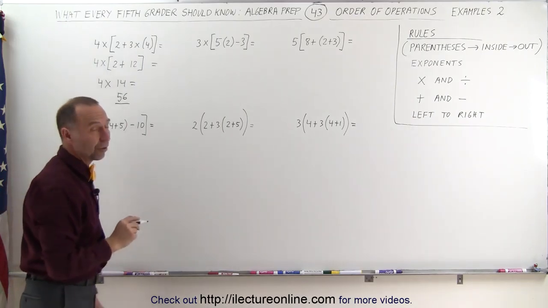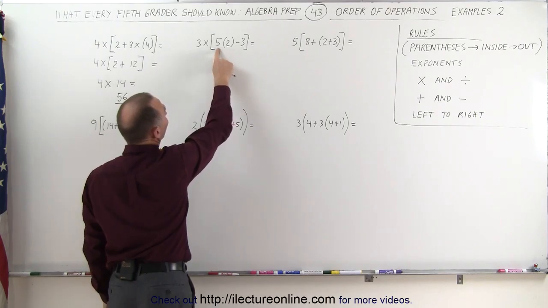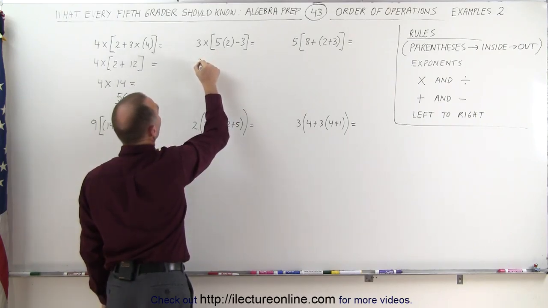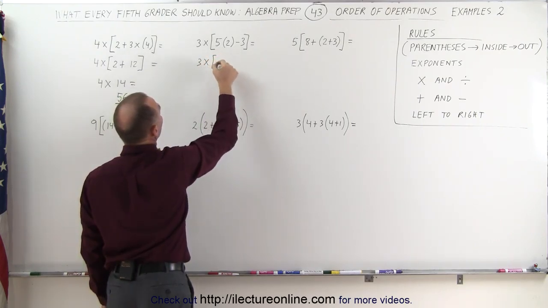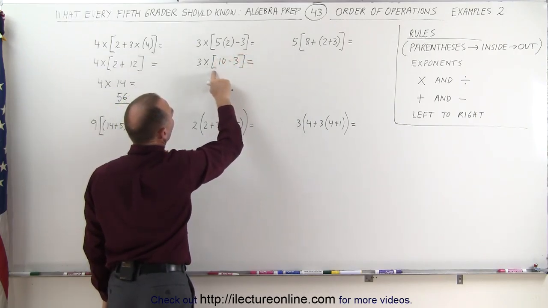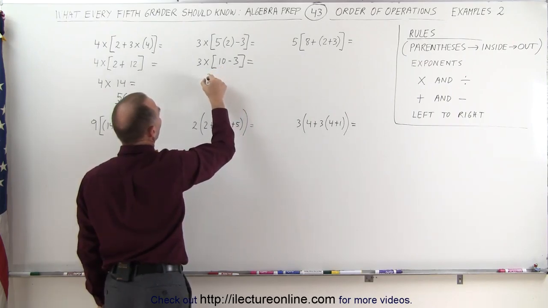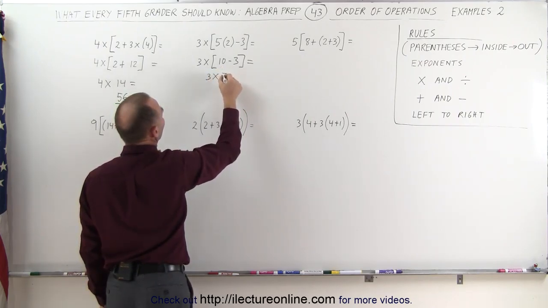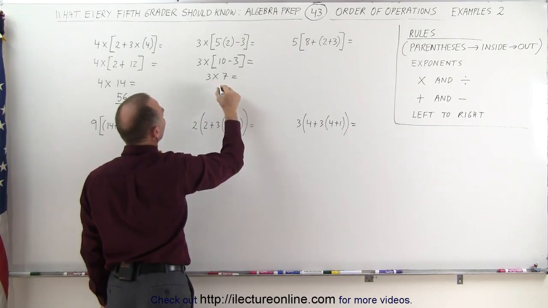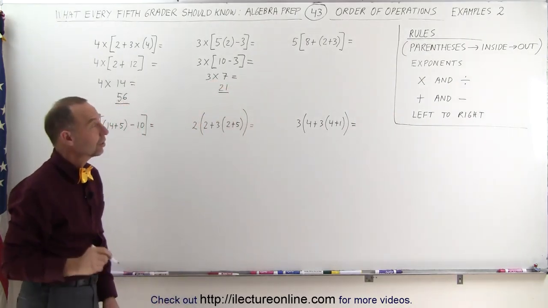Our next example is very similar. First, we want to get rid of the parentheses inside. 5 times 2 is 10. This can now be written as 3 times the bracket, 10 minus 3. Now we want to work out what's inside the brackets first. 10 minus 3 is 7. This can now be written 3 times 7. And finally, 3 times 7 is 21. That's how you do that one. Let's go to the next one.